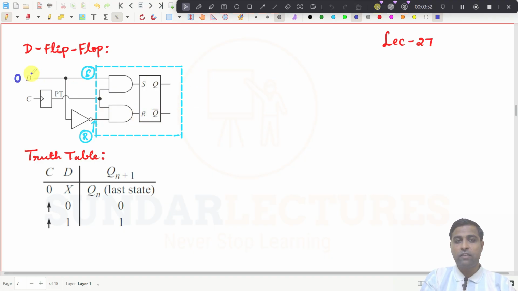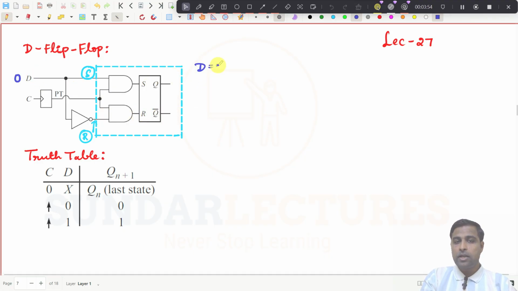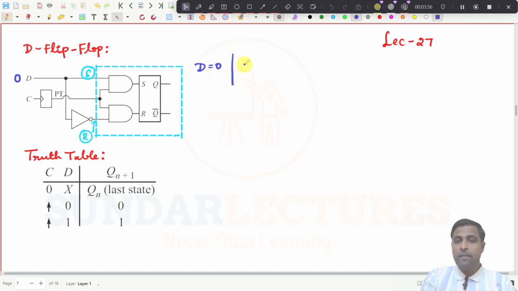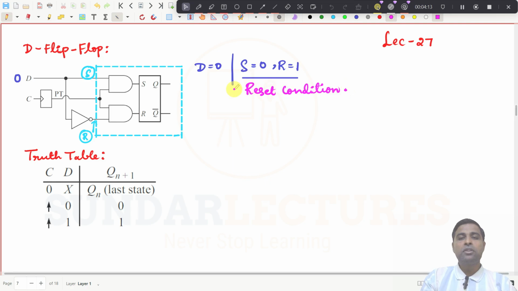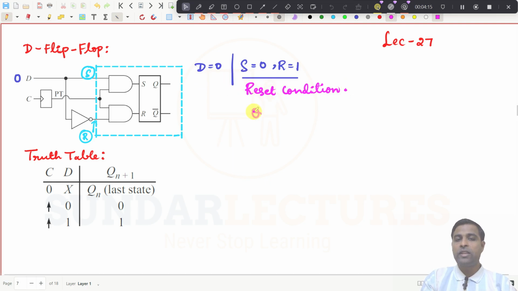So what happens now? If I give D is equal to 0, in SR flip flop terms, I am giving S is equal to 0, R is equal to 1. What is this condition? This is a reset condition, right? We know this from the SR flip flop itself. So this is a reset condition, and what should be the output now?